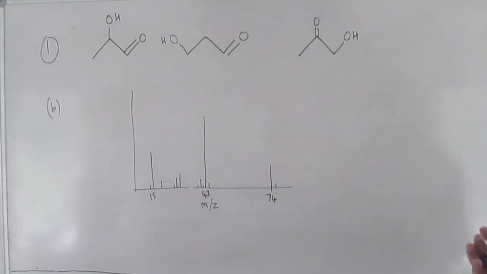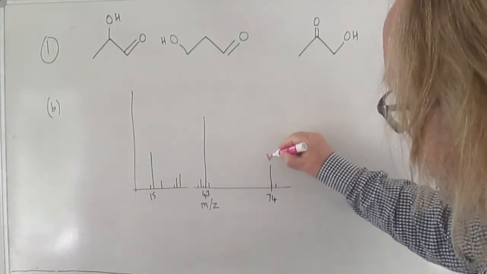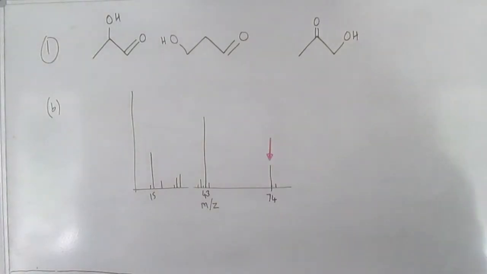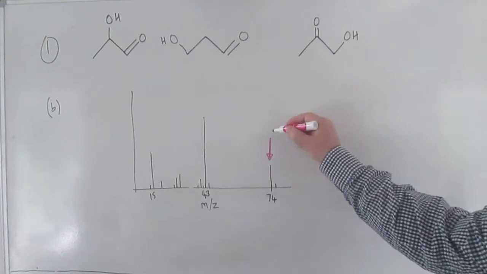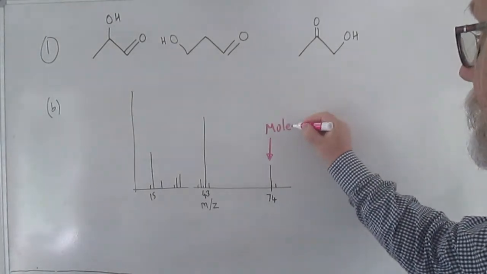Part B then shifts attention to the mass spectrum, which looks kind of like this, and it asks first of all about this peak with an M over Z of 74. So the important thing is to give it its name, which is the molecular ion peak.